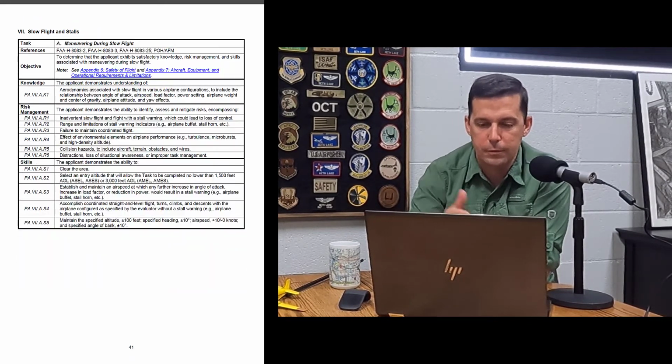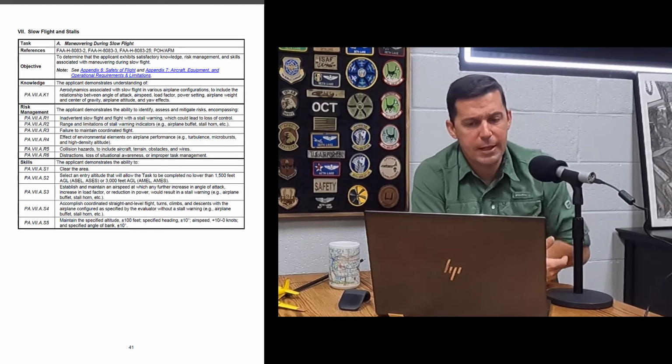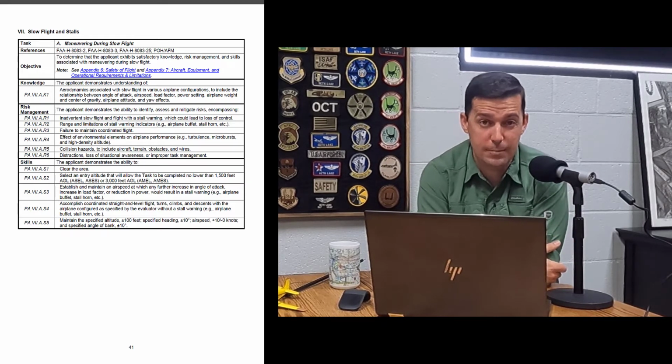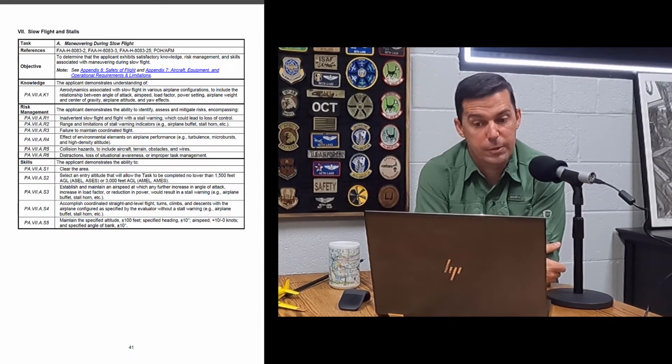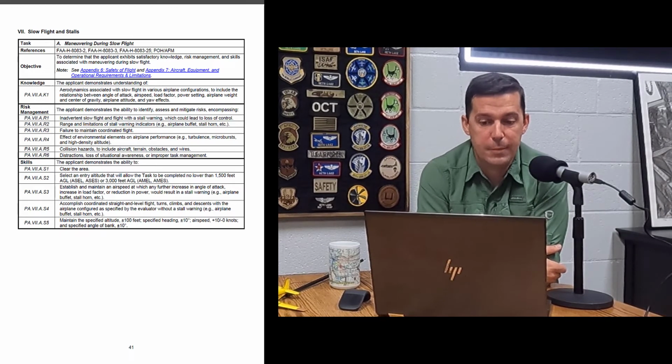All right, power off stall. Oh, before we go there, let's look at a couple of, we only have one knowledge item. So, aerodynamics associated with slow flight. I wonder which knowledge area the examiner is going to pick on here. There's only one to pick from, so you know exactly what you're going to do. The risk management areas.